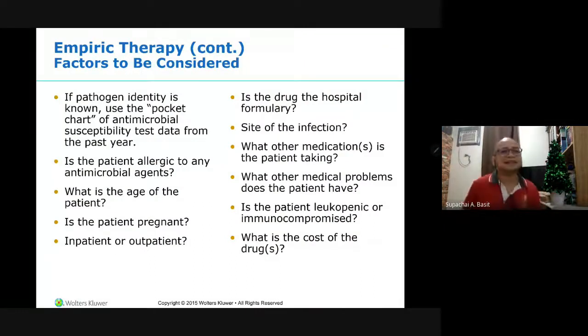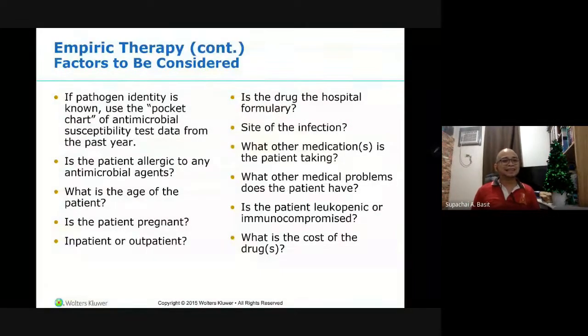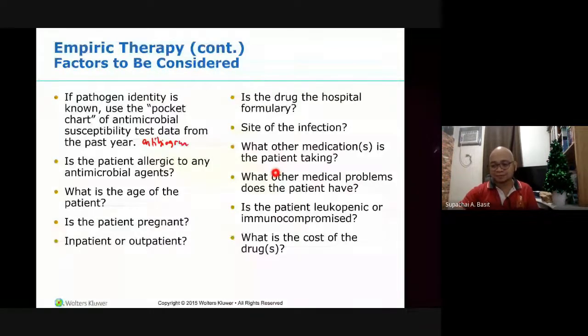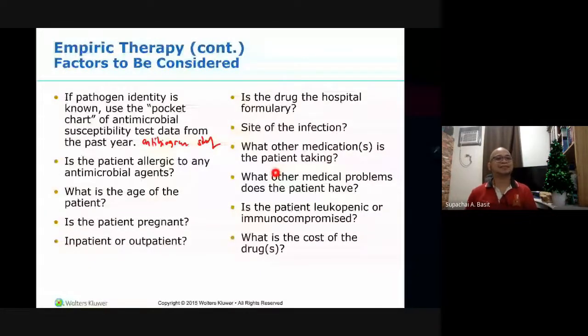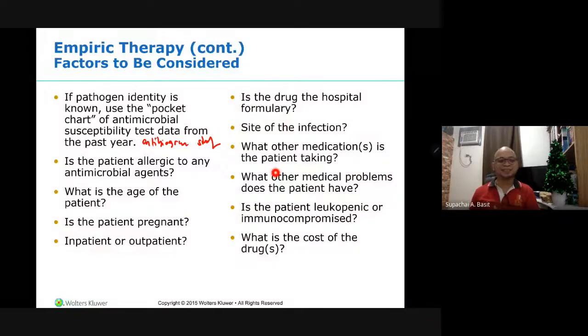So, what are the factors to be considered in empiric therapy? If pathogen identity is known, then use the packet chart of antimicrobial susceptibility test data from the past year. This is what I call the antibiogram study. Is the patient allergic to any antimicrobial agent? That is very important. Before administration, nurses would have to perform the skin testing, and that's awfully painful. I've been through that test several times already.